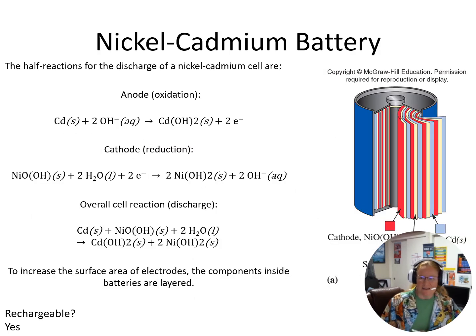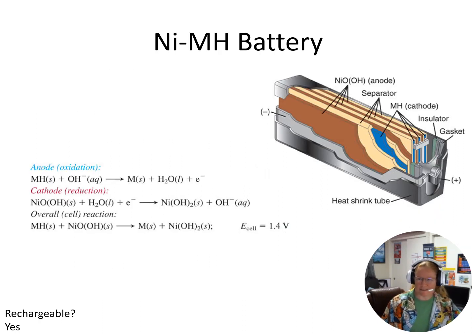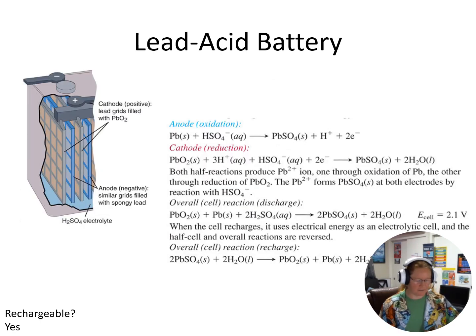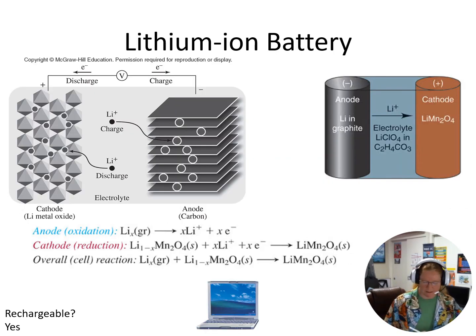Okay. There's our nickel cadmium batteries, so you can see kind of what those look like. There's the nickel metal hydride battery. And then our lead acid batteries. Again, these are what's going on inside of your cars. Okay, there's what a lithium ion battery looks like. And then I put a laptop computer on there so you know that this is what we're using in our laptops.